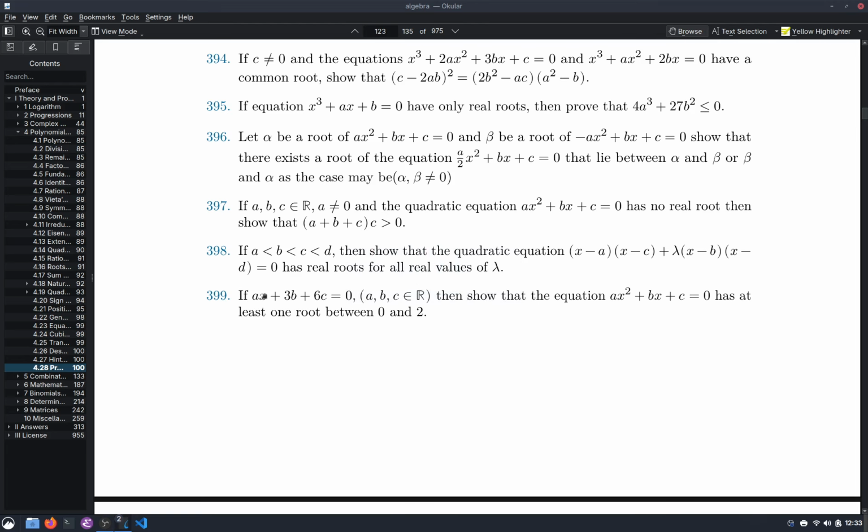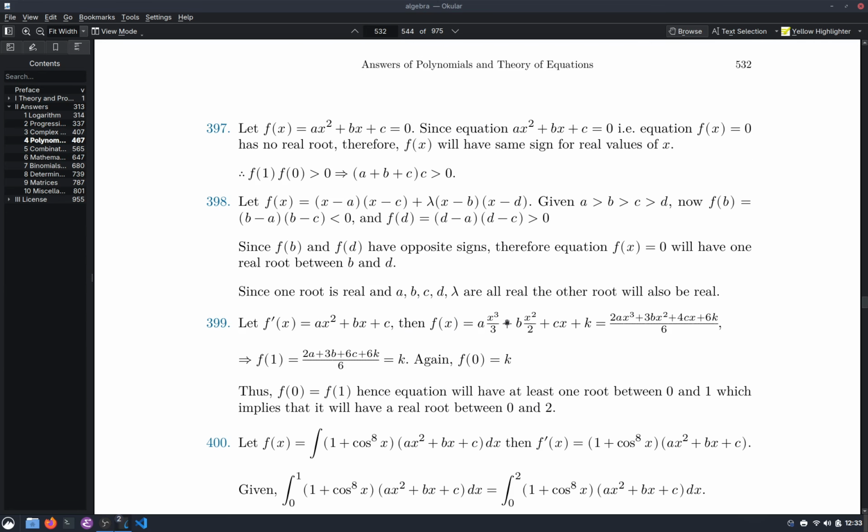Okay. If 2a plus 3b plus 6c is equal to 0, then we have to show that this equation has a root between 0 and 2. Now we let f dash x is equal to x square plus bx plus c. So integration will give us ax cubed by 3 plus bx square by 2 plus cx plus k is equal to 2ax cubed plus 3bx square plus 6cx plus 6k by 6.